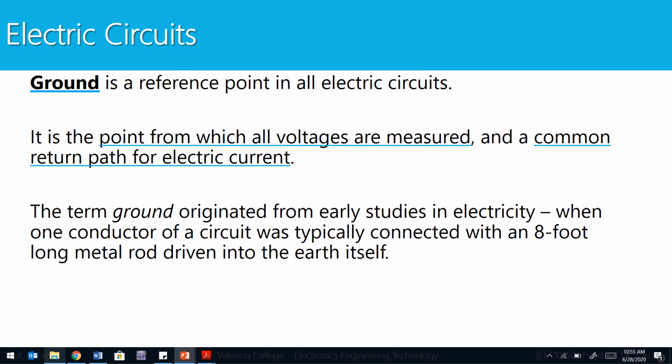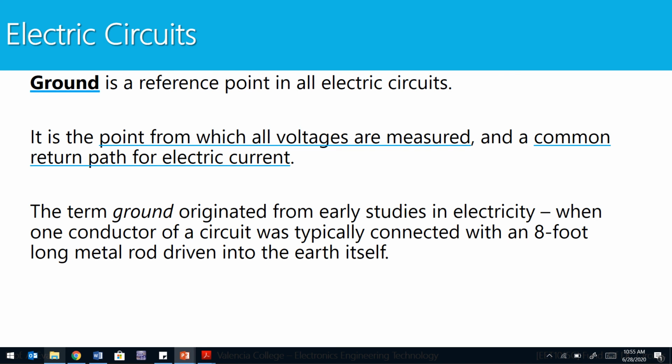So you're going to see circuits in your book, in Multisim, in these lectures. You're going to see each circuit have a ground. That ground represents our common return path for our electric current, and it also represents the point from which we're going to measure voltages. And that'll come into play in a few weeks as we talk about voltage drops.